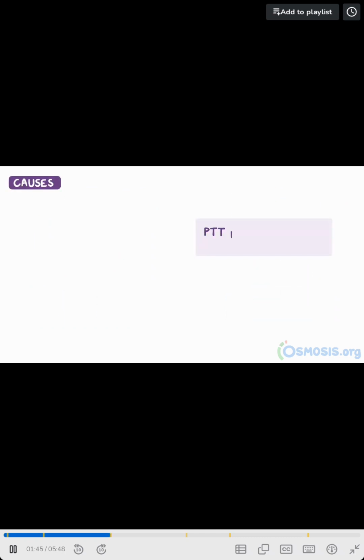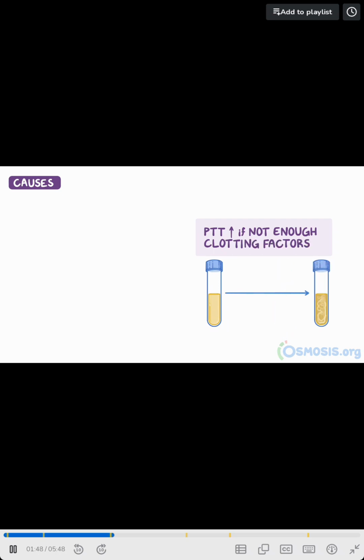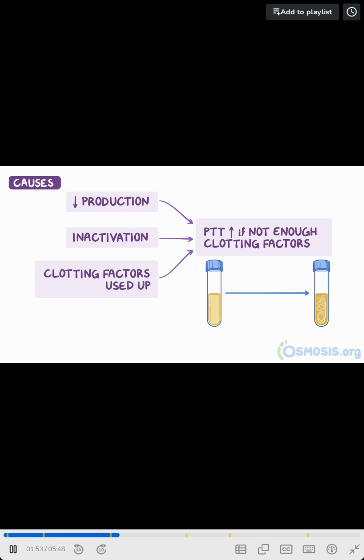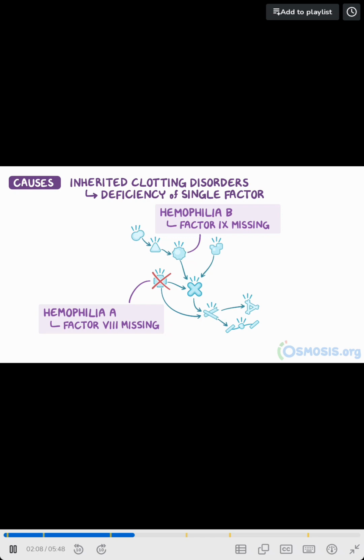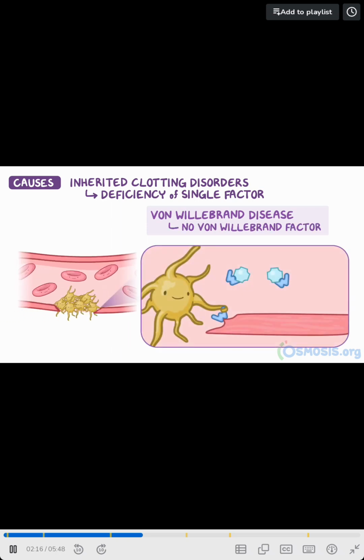Alright, PTT can be increased if there aren't enough clotting factors, which can happen due to reduced production, inactivation, or if the clotting factors get used up. First up, inherited clotting disorders can cause a deficiency of a single factor, like with hemophilia A, when factor VIII is missing, and in hemophilia B, when factor IX is missing. Likewise, in von Willebrand disease, there's no von Willebrand factor, which is a plasma protein that helps platelets stick to injured blood vessels and acts as a carrier for clotting factor VIII.